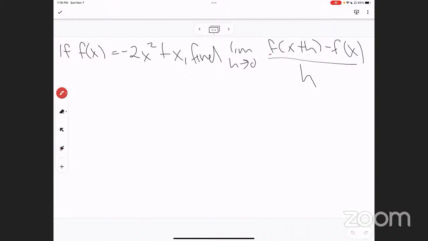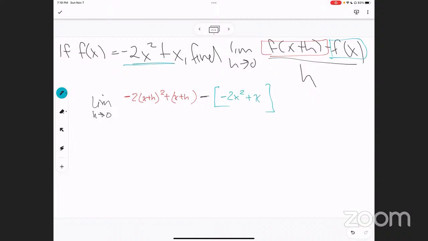So let's do that again. What is f of x plus h? Well, that just means I'm plugging in. So I'm finding the limit as h goes to 0 of, now I'm going to do red, I'm going to color code it, f of x plus h. That means I'm plugging x plus h into f of x. Everywhere I see an x, I'm plugging x plus h in. Got it? And then I'm subtracting f of x. So what's f of x? Use parentheses, it's negative 2x squared plus x. That's f of x. And then I'm dividing that whole thing by h.